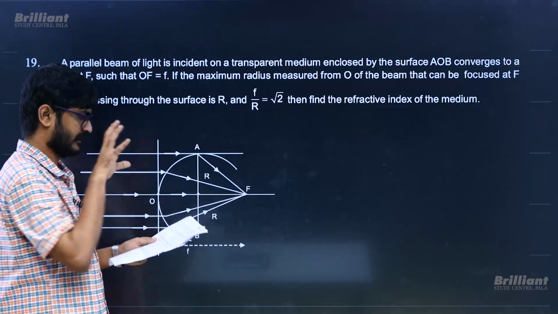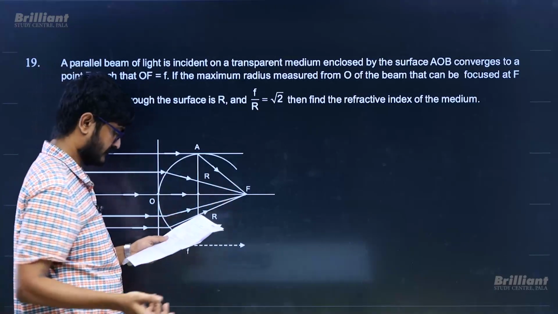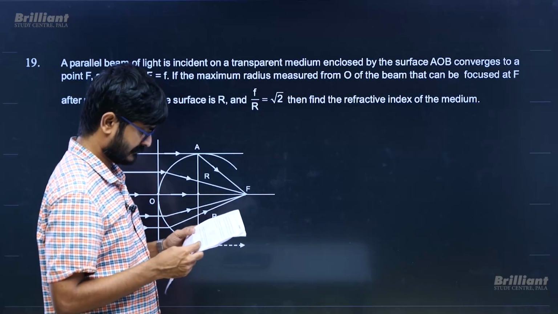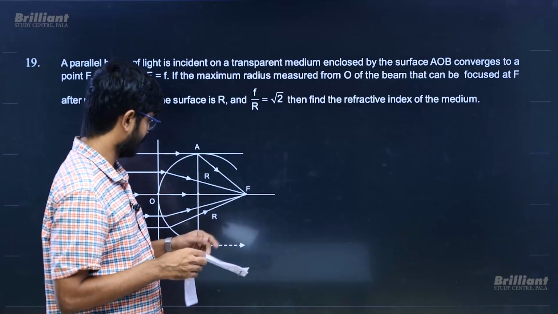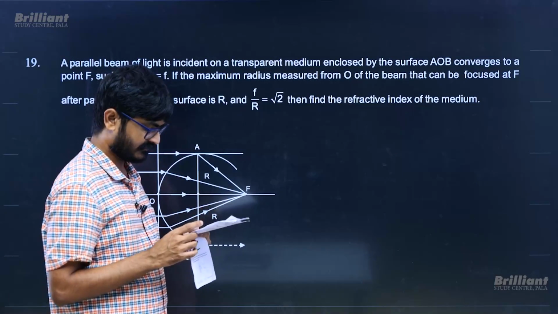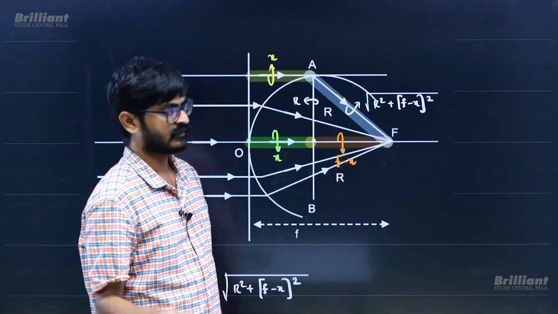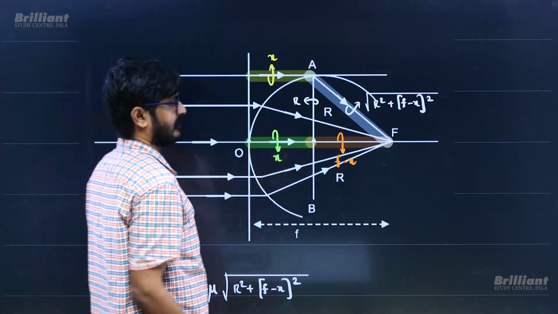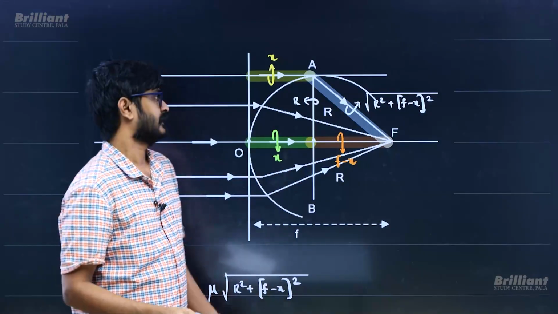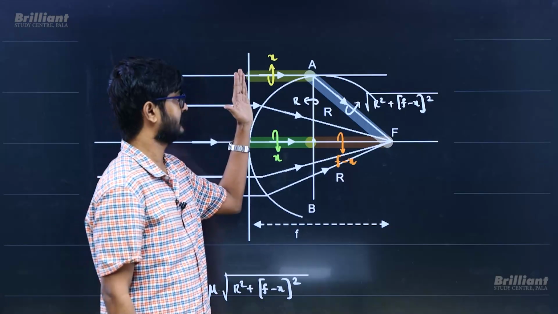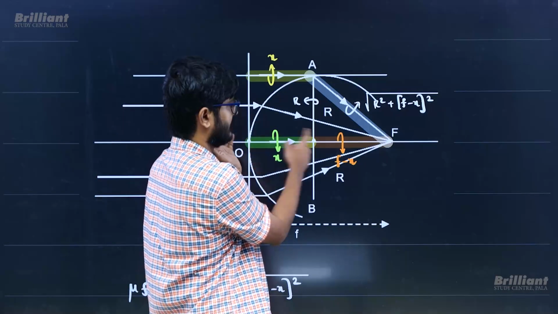This entire beam can be focused at some point, so the maximum radius is R, and F by R is root 2, given in the question. Then find the refractive index of the medium. So again we will be going with Snell's law. If the rays are meeting at a particular point, then all of them are going to take the same time. From here to here all are going to take the same time, but here the speed is going to change.